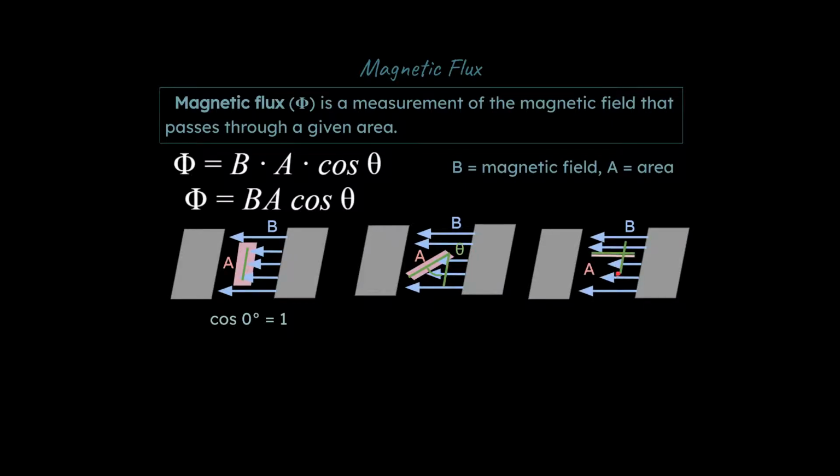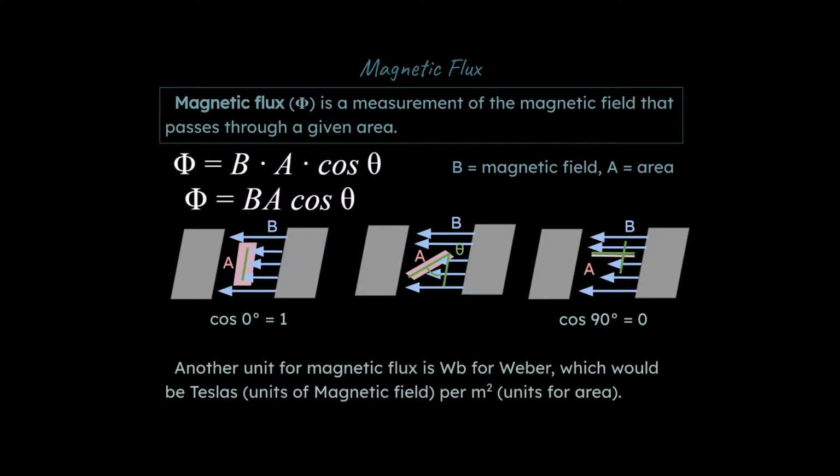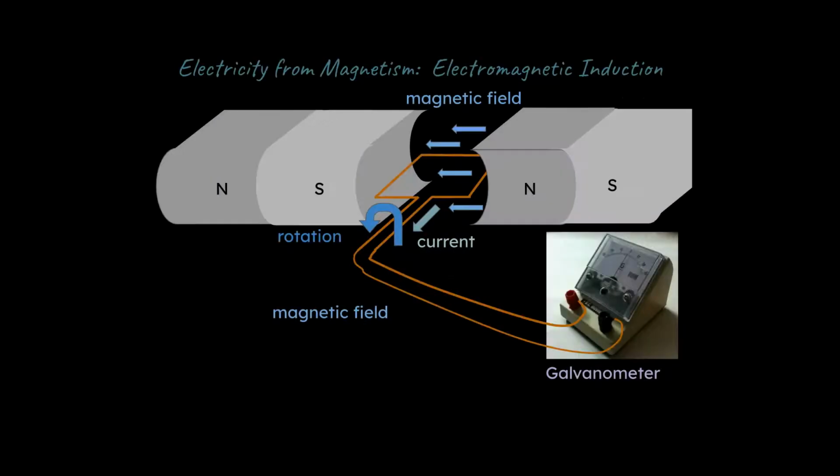Over here, we would have cosine of 90 degrees. Again, I'm trying to draw this in three dimensions here, so you could argue that, hey, that's not 90 degrees, but if you just try to roll with it in sort of a three-dimensional sense, hopefully that makes sense. Over here, you've got cosine of 90 degrees, that's going to be equal to 0. And at this point, I do need to mention that there is a magnetic flux unit called the Weber, and that would be Teslas per meter squared. Alright, so that's what we mean by magnetic flux.